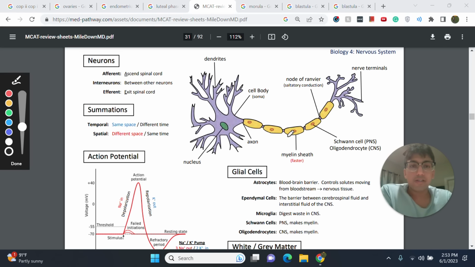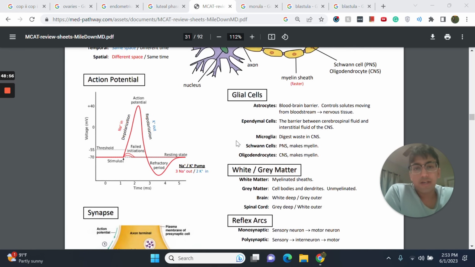You should know that this thing is called a myelin sheath, right? And the myelin sheath basically helps this electrical conduction go faster. That's called saltatory conduction. And these little spots in which there's no myelin are called nodes of Ranvier. And you should know that there are Schwann cells in the peripheral nervous system and oligodendrocytes in the central nervous system. Next, we have glial cells.